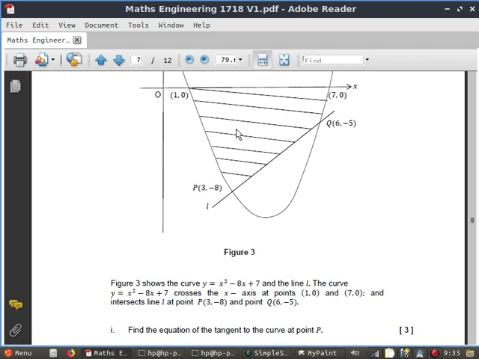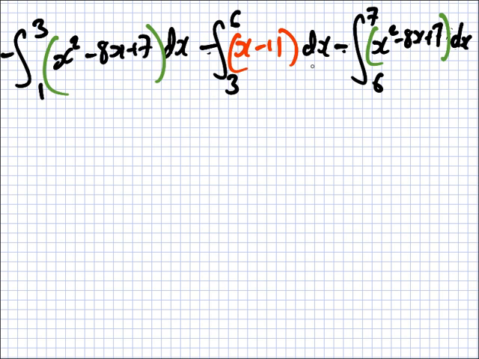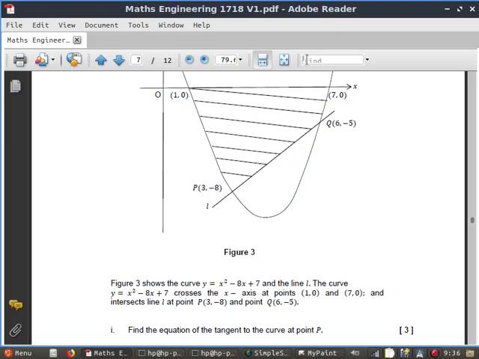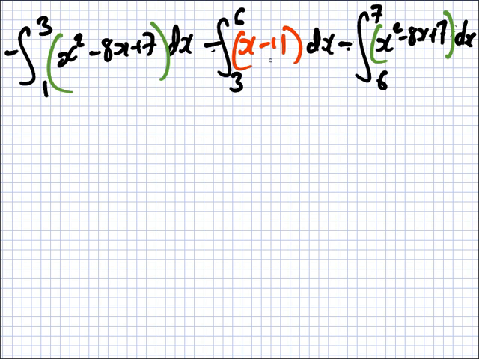Another way to do it is to get the full area here, and then minus the area between the line and the curve. Another way to do it is to make a shape here. There's a few ways to do it. So what was the equation of the line? Is this the red one?